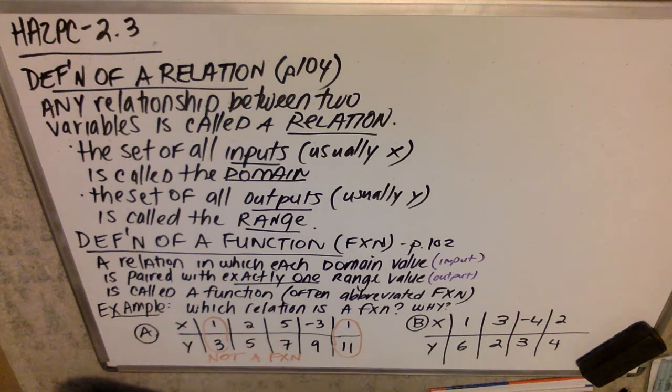B is a function, and the reason that B is a function is that each one of these inputs has a unique output. Now, let me point out that they could be the same number. So actually, to make my point, let me put a 4 here. So now 4 occurs twice in the outputs, right?